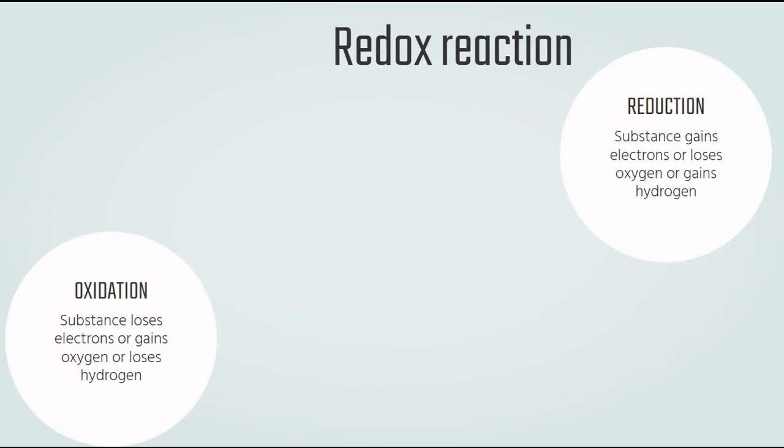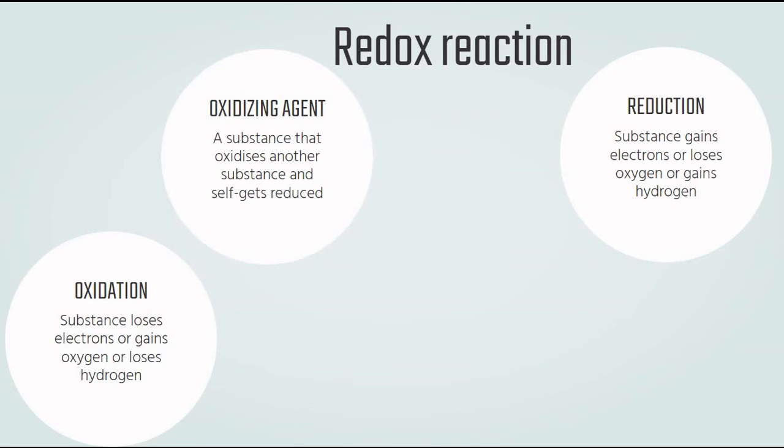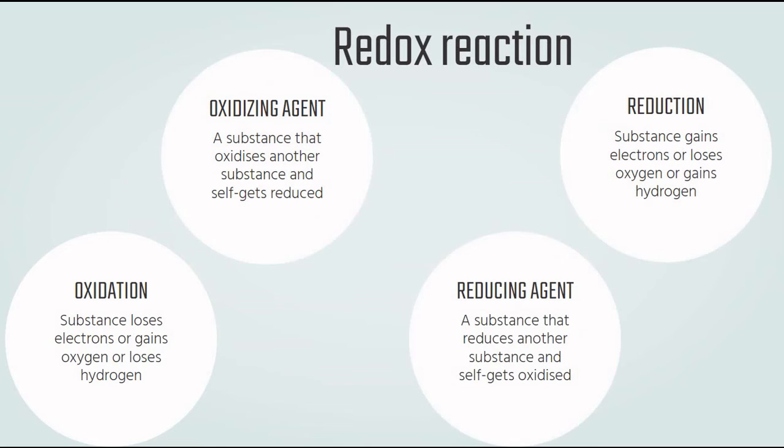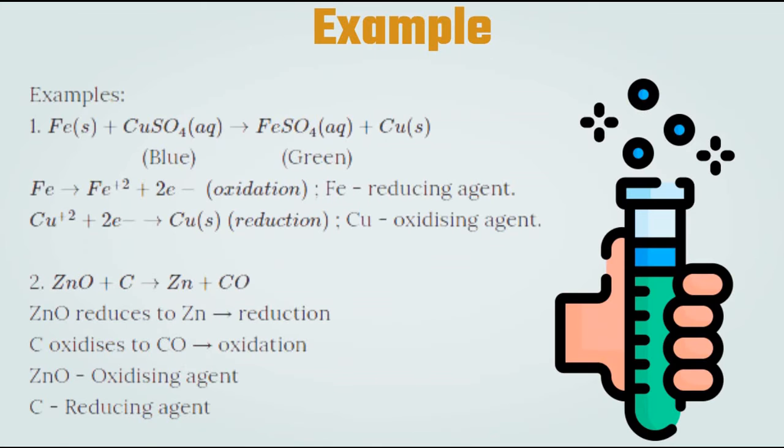So what is this oxidizing agent now? A substance that oxidizes another substance and itself gets reduced is known as an oxidizing agent. We also have a reducing agent, that is a substance that reduces another substance and itself gets oxidized. To get more information and to remember it quite well, let's see some examples of it.